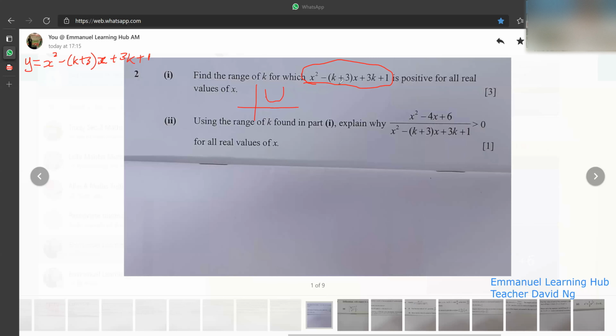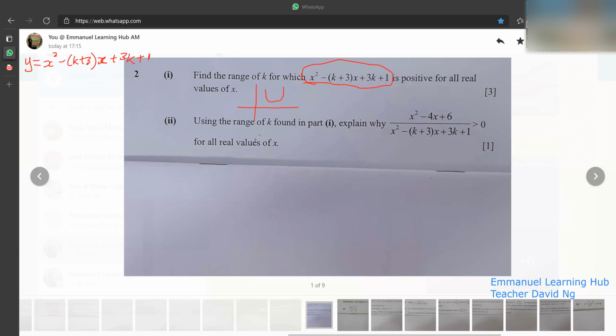You understand? The range of k is where you manipulate this graph, because how this graph will look, whether it cuts the x-axis or it's dangling in the air, depends on the value of your k. So they're asking you to find the value of k such that this graph is dangling in the air because it's positive for all real values of x. Therefore, y is always positive for all values of x. You understand this concept?